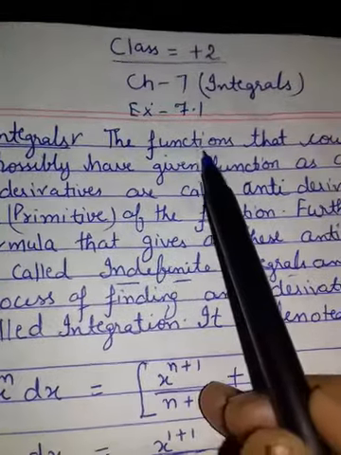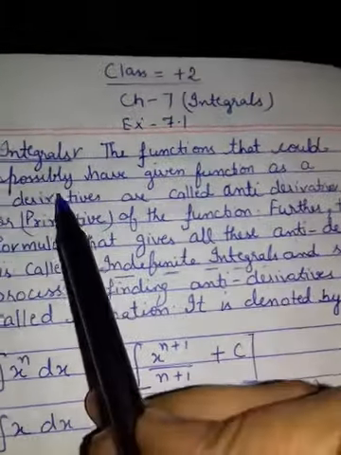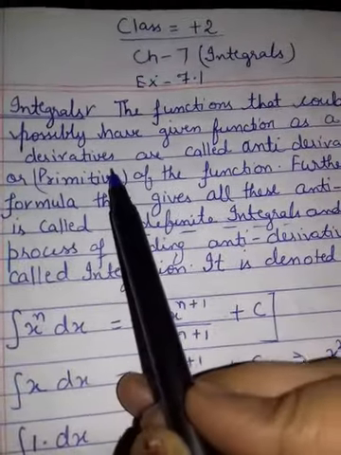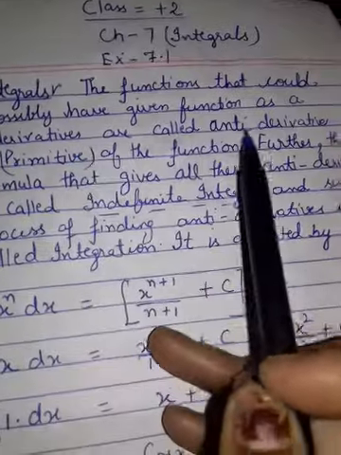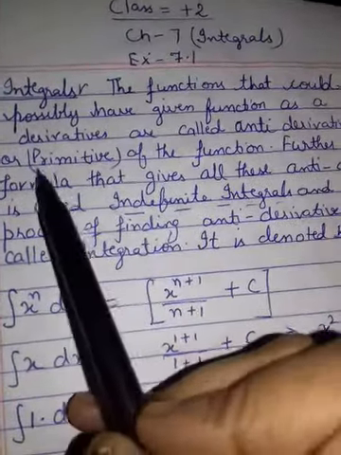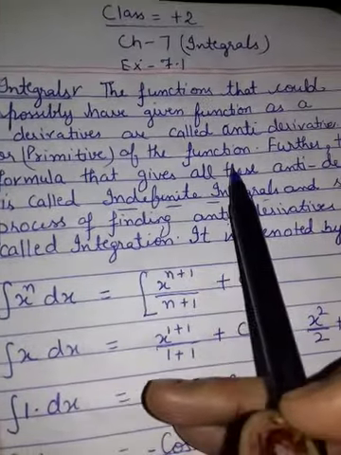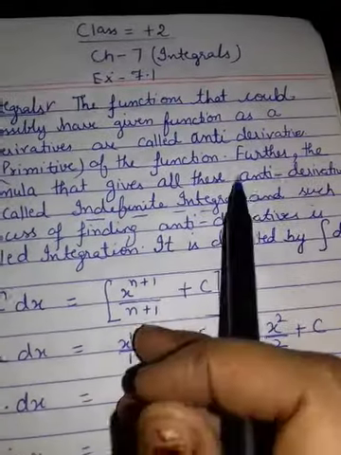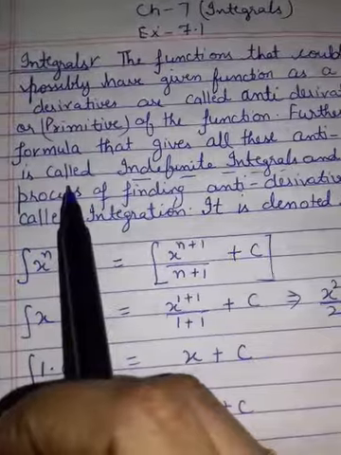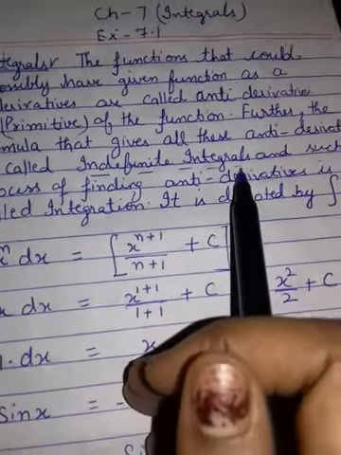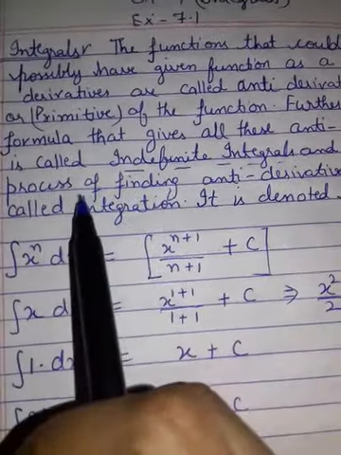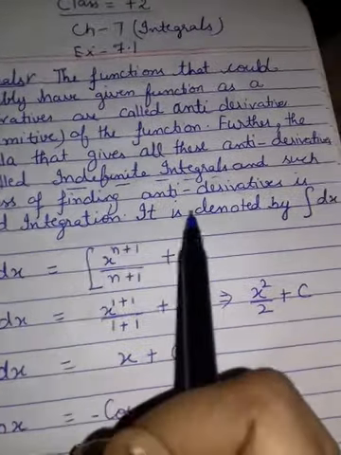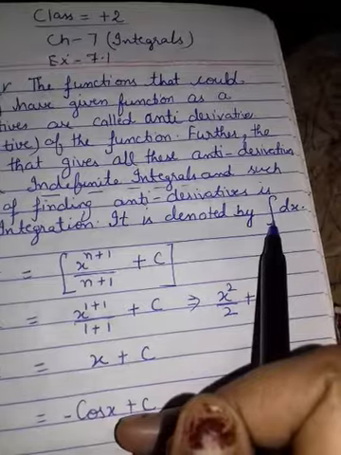The functions that could possibly have a given function as a derivative are called antiderivatives or primitives of the given function. Further, the formula that gives all these antiderivatives is called the indefinite integral, and the process of finding an antiderivative is called integration. It is denoted by this bracket.